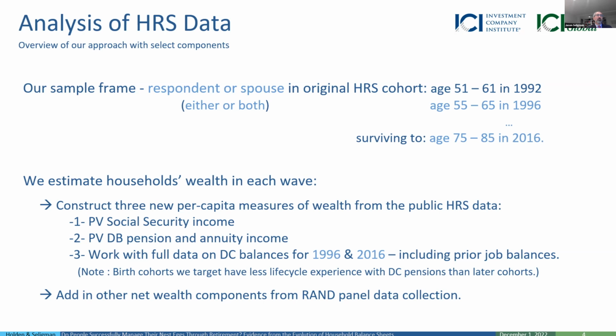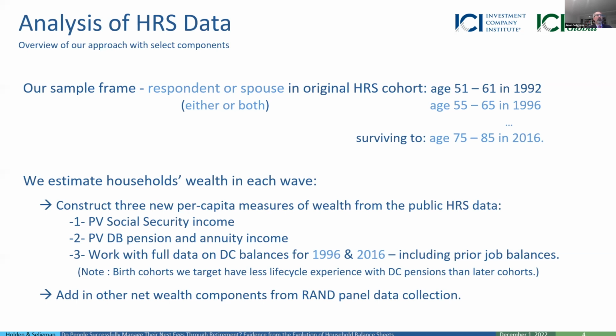Our sample frame. We're going to look at respondents or spouses that were in the original HRS cohort. That means that they were aged 51 to 61 in 1992, the years near retirement. And in 1996, they were 55 to 65, so they were right on that brink of retirement. In 2016, that would make them 75 to 85 years old. That's a pretty substantive period of retirement, again, about 20 years.